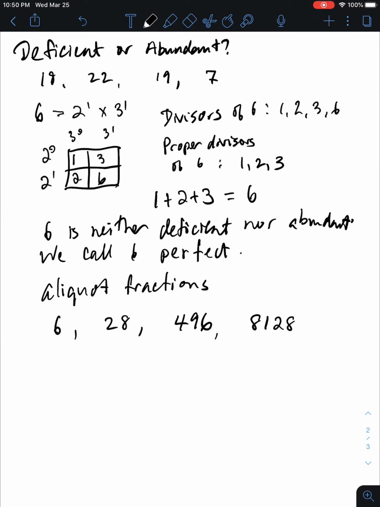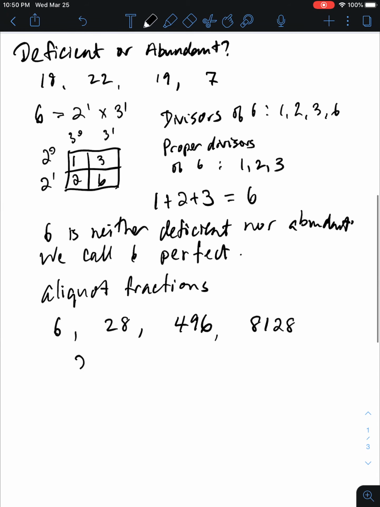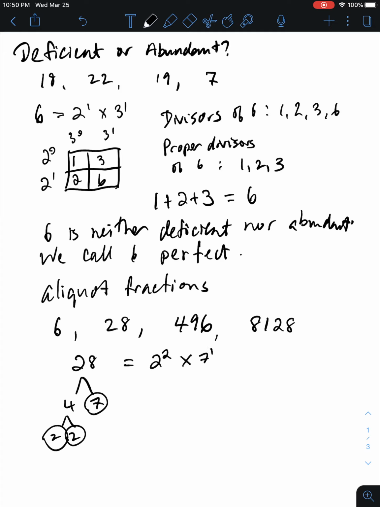All right, so let's first check that 28 is perfect. So 28, we need to find its prime factorization. 4 times 7, 4 is 2 times 2, 7 is prime, 2 and 2 are prime. So 28 has the factorization 2 to the power 2 times 7 to the power 1. That means its table of factors goes 2 to the power 0, 2 to the power 1, 2 to the power 2, 7 to the power 0, 7 to the power 1. That was 1, 2, 4, 7, 14, and 28.